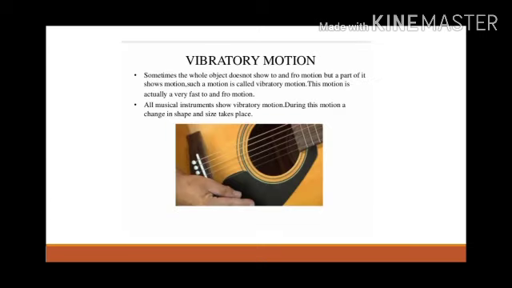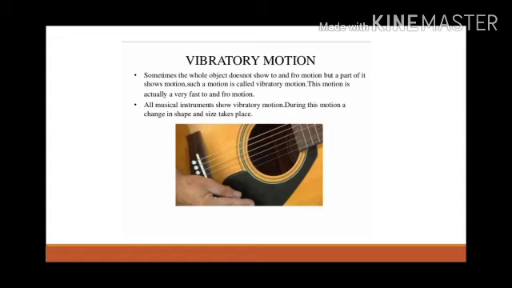The next type is vibratory motion. It is also an oscillatory motion, but with a difference. In vibratory motion, a part of the body always remains fixed and the rest of the part moves to and fro about its mean position. To understand vibratory motion better, you can perform an activity at home. You take a wire and stretch it between two fixed points. As the wire is plucked, the wire starts moving to and fro. That means the wire executes vibratory motion.